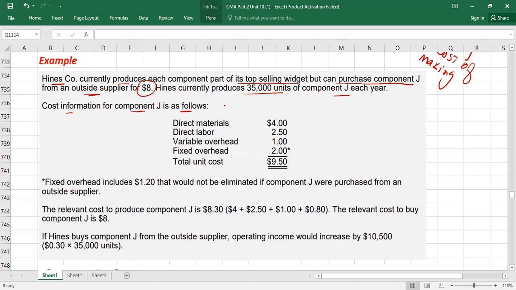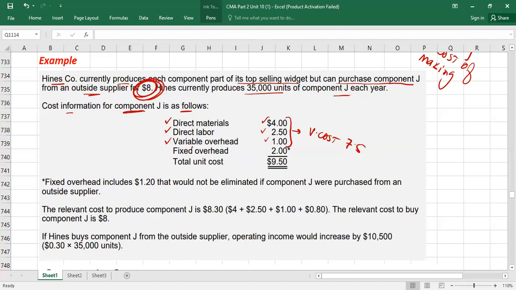What is the cost information? This is the cost of making. Cost of purchase is $8. So cost of making is the information given below. If you want to make a widget, we have to incur direct material cost of $4, direct labor cost of $2.5, variable overhead cost of $1. If you add all these, this is your variable cost. How much is it going to be? 4 plus 2.5 plus 1, so variable cost is 7.5.